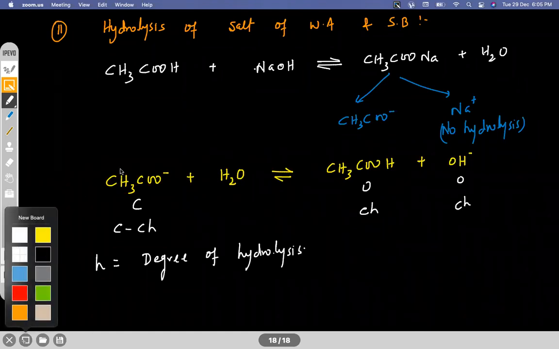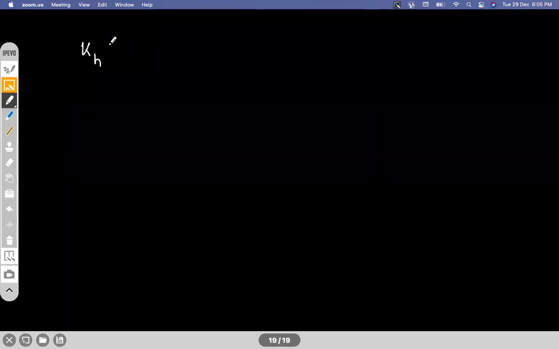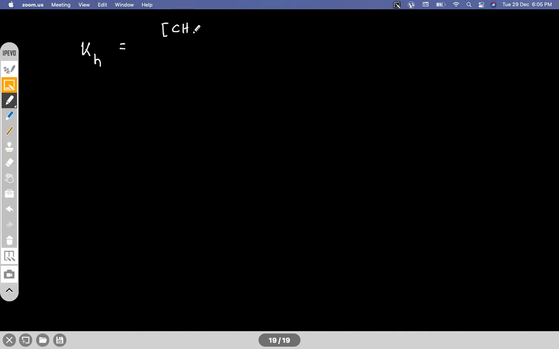Now, since it is the hydrolysis reaction, its constant, like we have Ka, Kb, Kc previously, similarly for hydrolysis we define it as Kh. So Kh equals CH3COOH times OH minus, divided by CH3COO minus. We can write this.